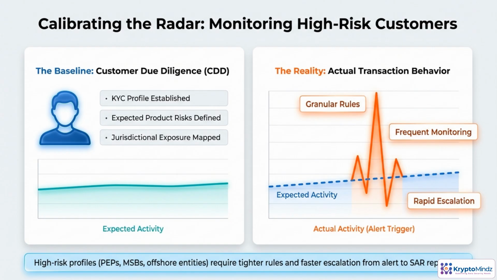Customer due diligence sets the expected behavior line for a customer: who they are, what products they use, and which jurisdictions they touch. That baseline is your radar calibration. Monitoring then compares real activity against that expectation. For higher-risk customers, you tighten the rules with more granular scenarios, lower thresholds, and more frequent reviews. When activity spikes away from the baseline, escalation should be quicker and better documented, often moving toward a potential SAR.